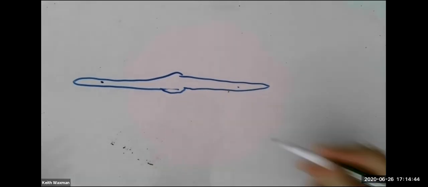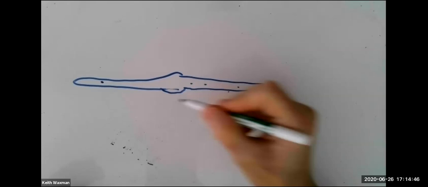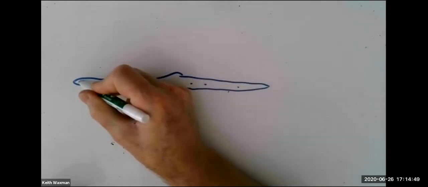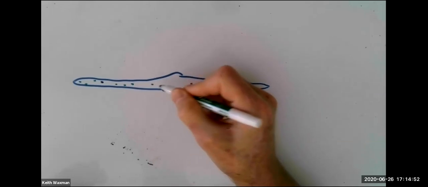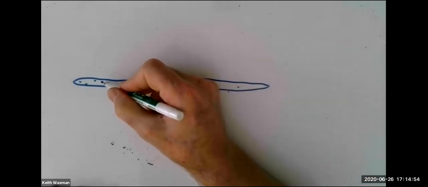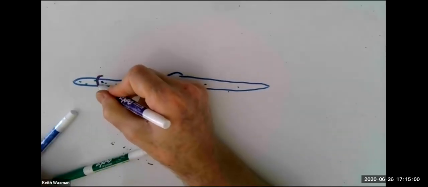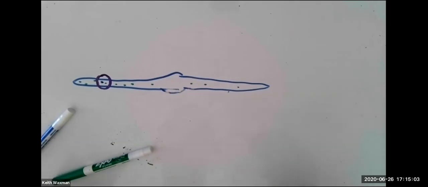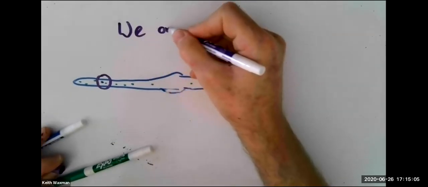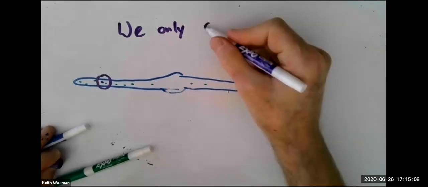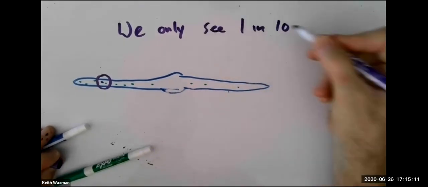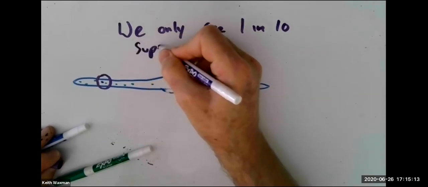What if there's a supernova that takes place here? Do we see it? No. Why? There's too much dust in the way. We can't see all the way there. What if there's a supernova here? No, we don't see it. I don't know, maybe yes. We only see about this much of our galaxy. So we only see 1 in 10 supernovae on average.